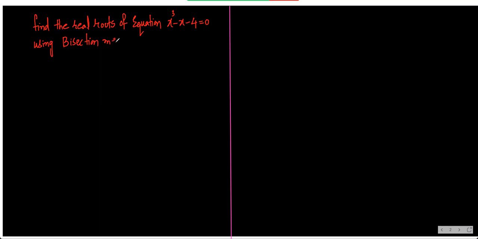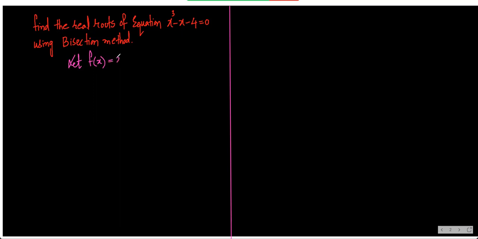Using bisection method. Right? This is the question. Sometimes it is given correct to 3 decimal places, sometimes it is not given. So we assume that it is not given. So we have to find till 3 decimal places. Yes, definitely. After decimal, 3 stages should match.